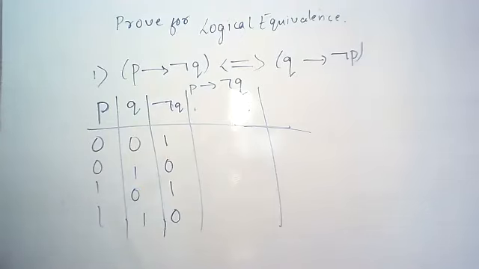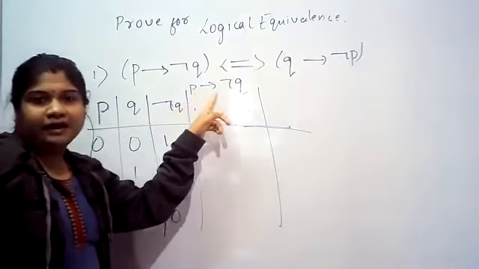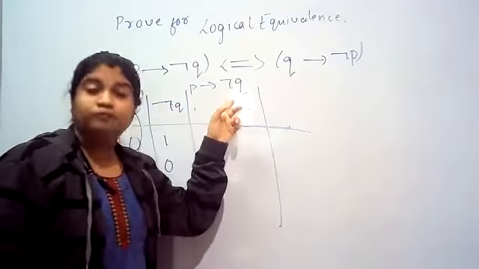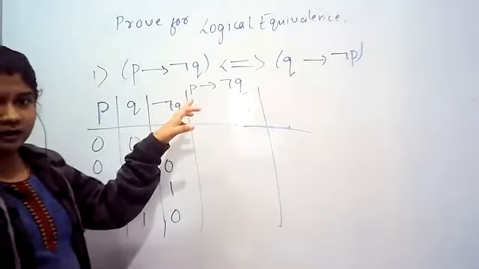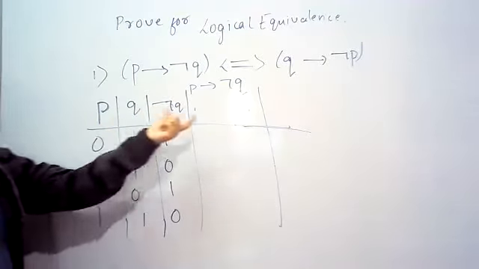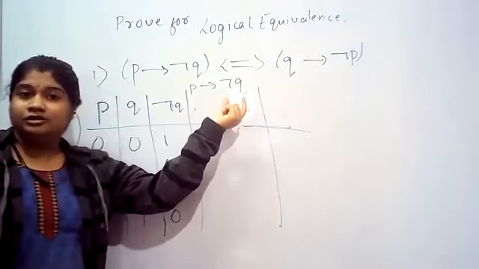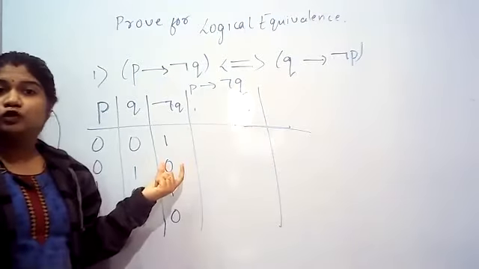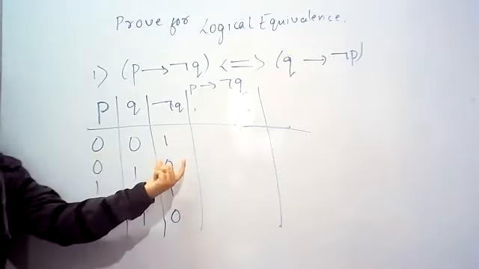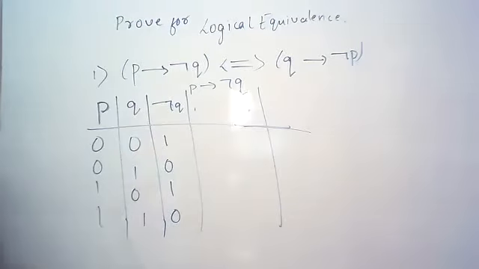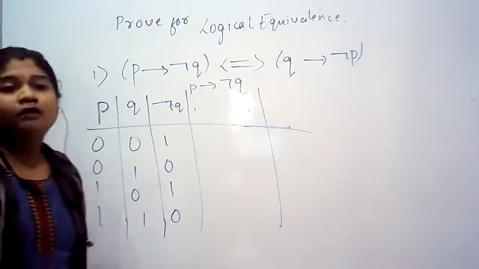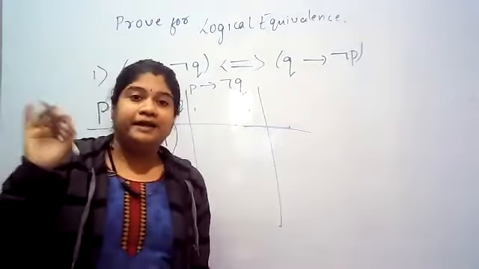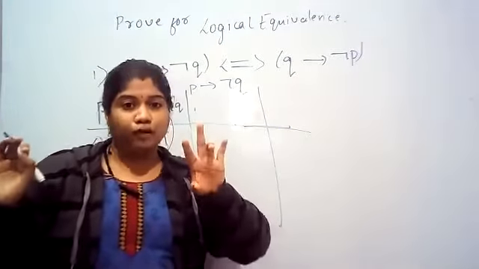Okay. Next, what we need to do? P conditional of negation Q. Where is P? P is the first column. Where is negation Q? Negation Q is the third column. We need to do the conditional of the first column and third column. Now again the conditional truth table. I think till now everybody is perfect. For the conditional truth table, PQ result is 1101. Fix it in your mind. It is 1101 for the 2 combinations.